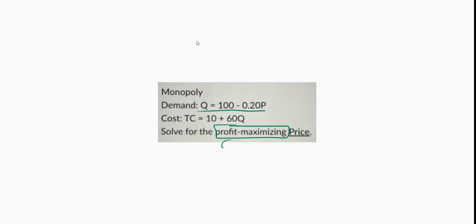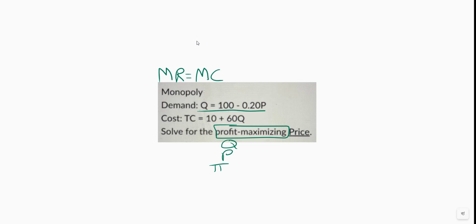Let's also find profit maximizing quantity. And then let's also find profit. We'll often use pi for profit. So first thing we want to do to get profit maximizing price, we need to find where marginal revenue equals marginal cost. So marginal revenue is going to come from this function here.